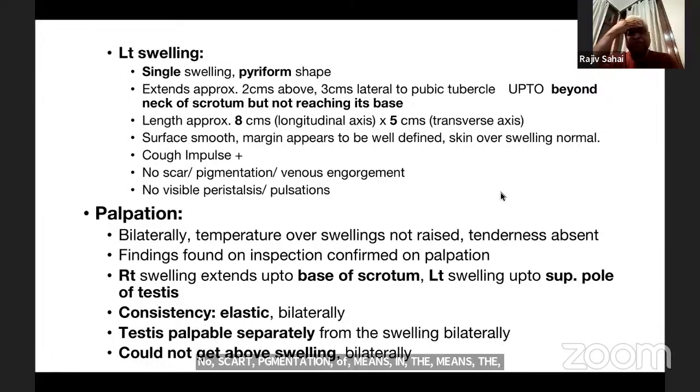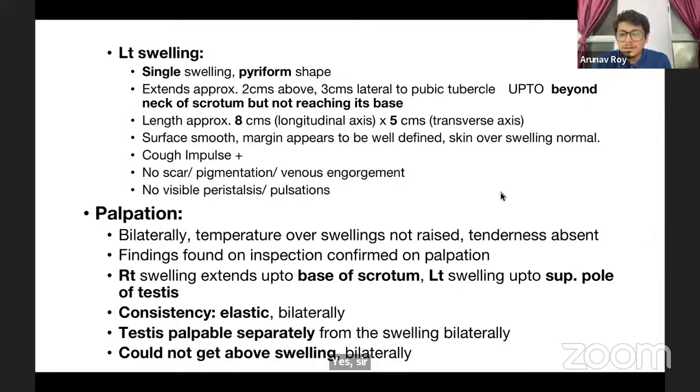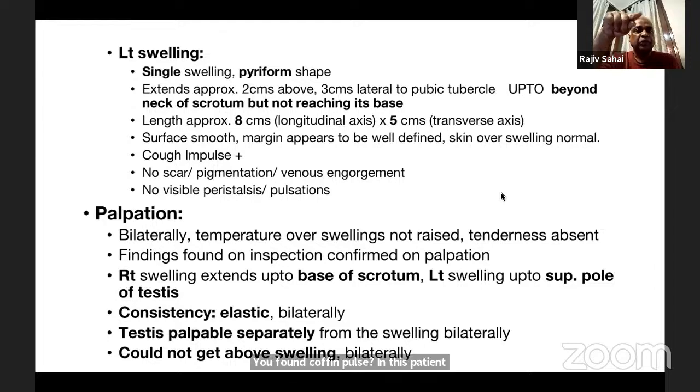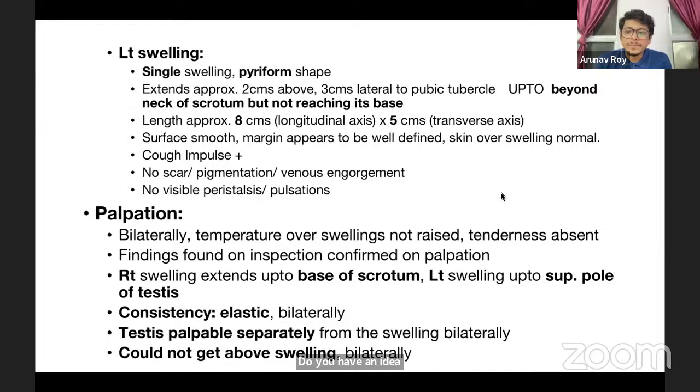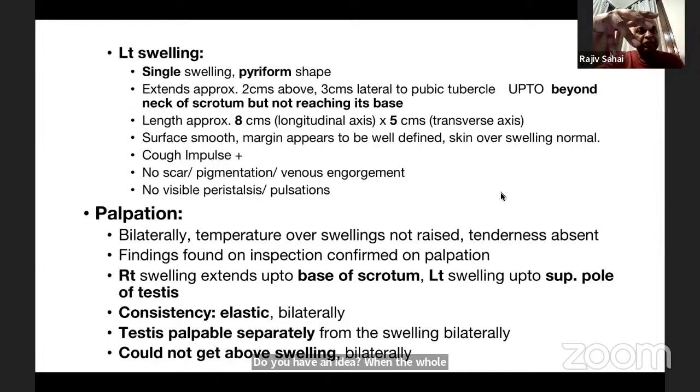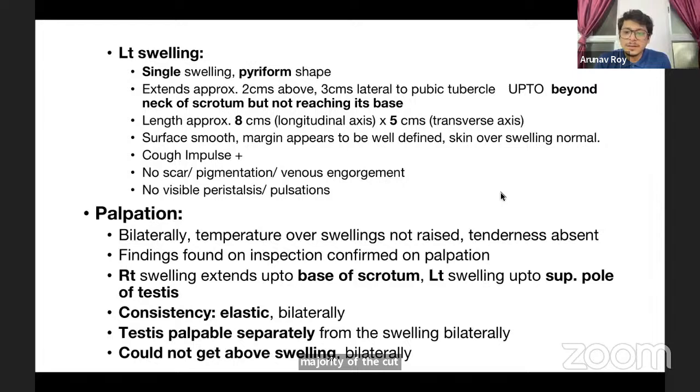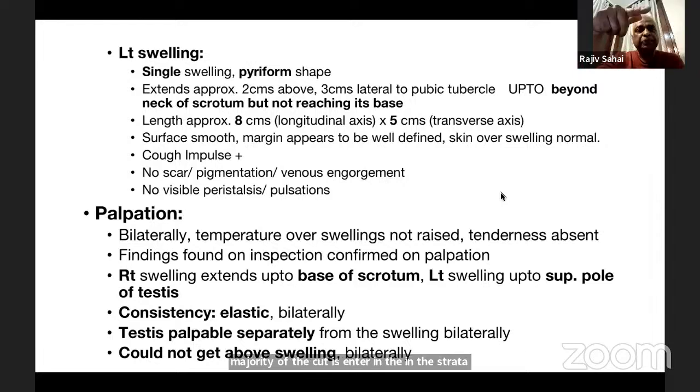You found cough impulse on this patient in standing position. Yes, sir. What is this kind of a scrotum called? What is an abdominal scrotum? Do you have an idea what is an abdominal scrotum? No, sir. When the whole majority of the gut is in the scrotum. Yes, sir. It's there in a picture. So you can't appreciate cough impulse there, please. You can hardly. The whole thing is jammed.